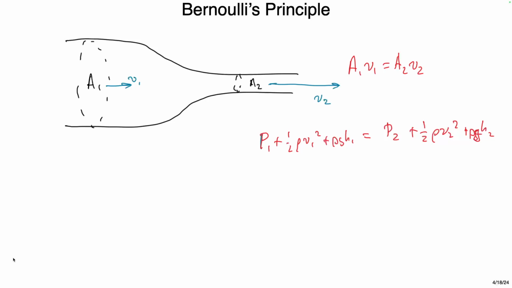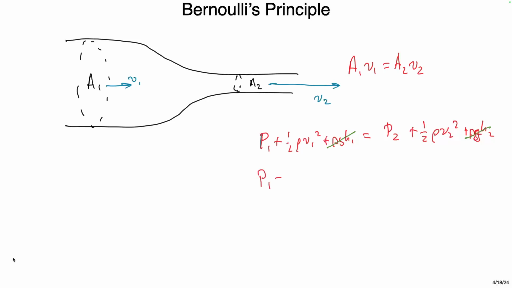The height of this pipe is 0 all the way across. So I can cancel both of those terms out. They don't change. They're the same. All right. We know the velocities are different. So let's move some stuff around.